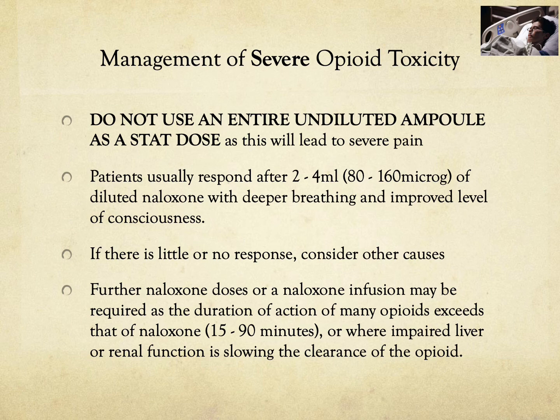Finally, if it is opioid toxicity and naloxone works, further naloxone doses or a naloxone infusion may be required as the naloxone wears out, because the duration of action of many opioids will exceed that of naloxone, which has a duration of action of 15 to 90 minutes. This is particularly for opioids with a very long half-life, or where impaired liver or renal function is slowing the clearance of the opioid.